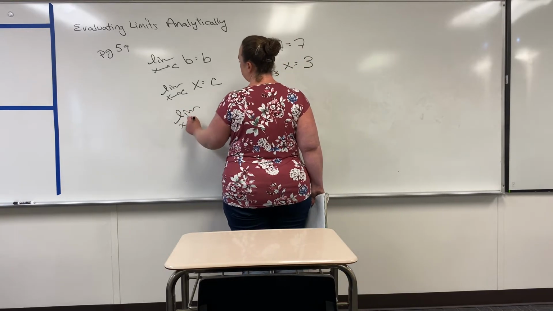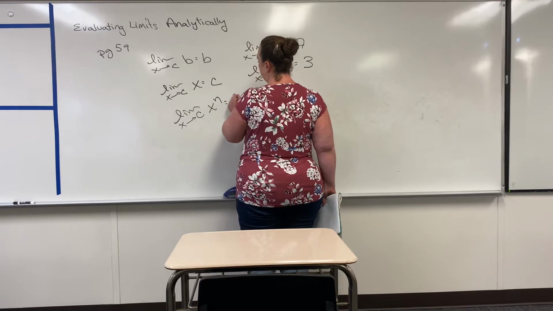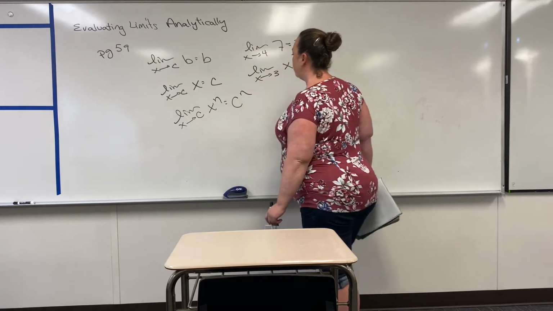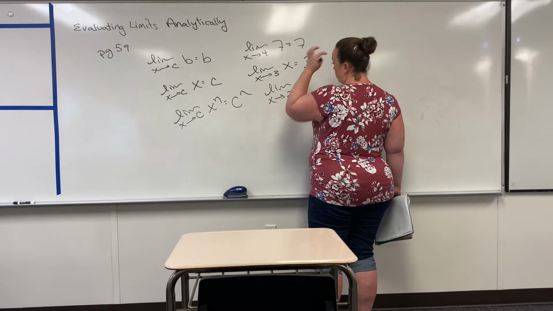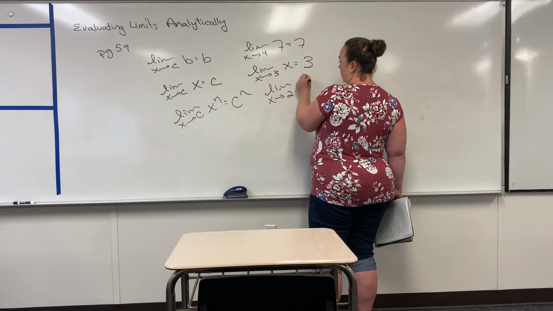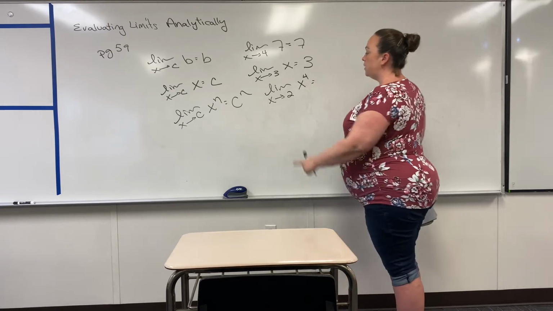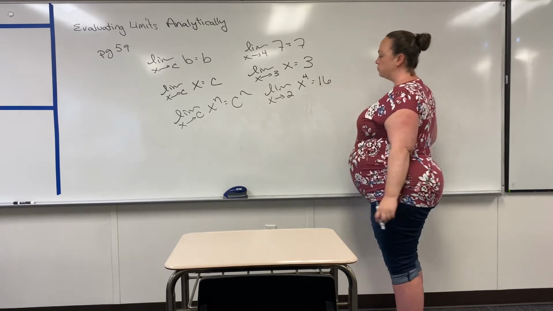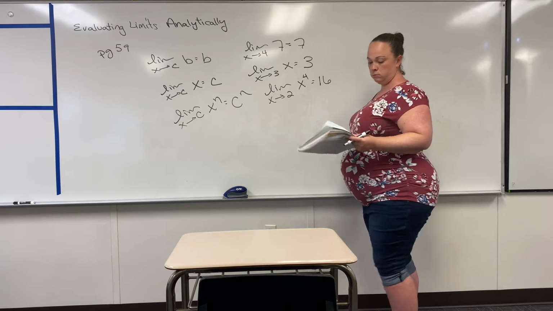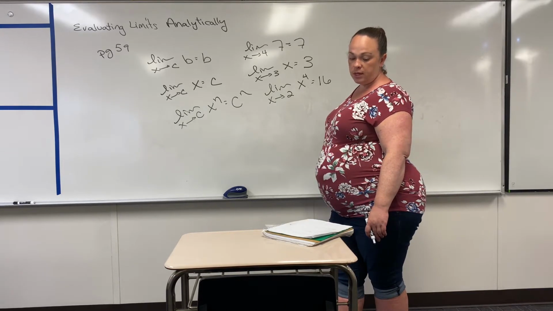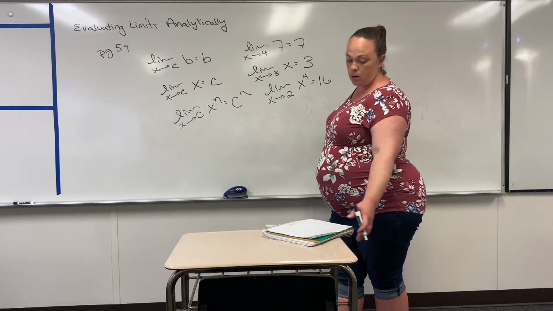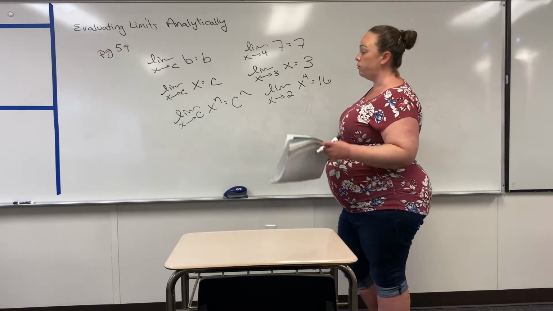Limit as x approaches c of x to the n is c to the n. So if you're looking at the limit as x approaches 2 of, say, x to the 4th, that would be 2 to the 4th, which is 16. You can also do scalar multiplication, sums and differences, products, quotients, powers. So some examples of those.